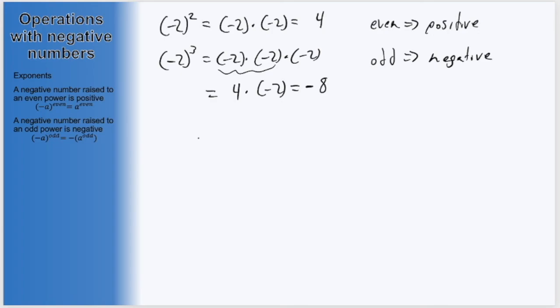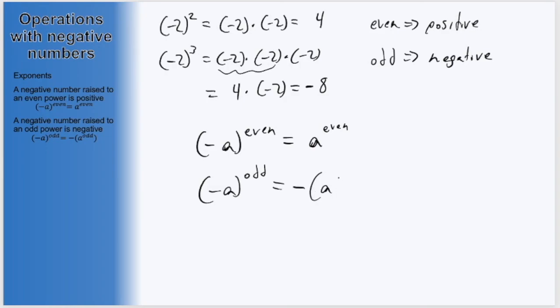So the way we can write this rule is if we have a negative number raised to an even power, it will give the same result as taking the positive version of that number raised to the same power, leaving us with a positive number. Meanwhile, if we take a negative number and raise it to an odd power, we will end up with an overall negative of the positive version of that number raised to the same power.